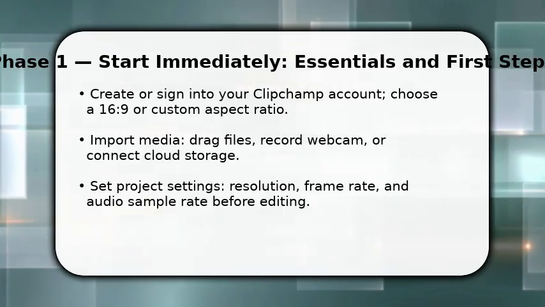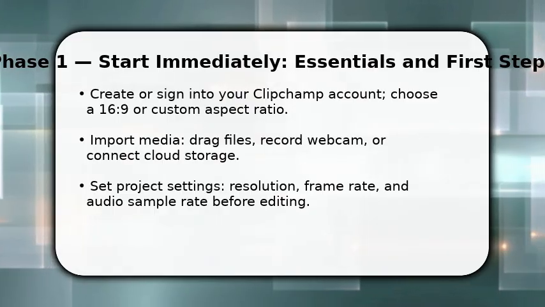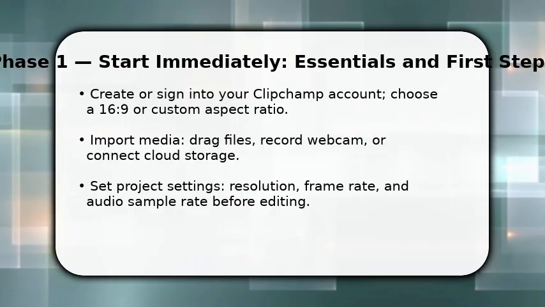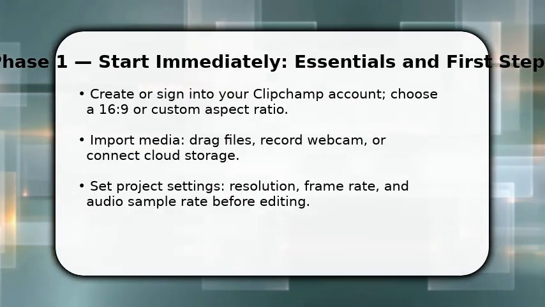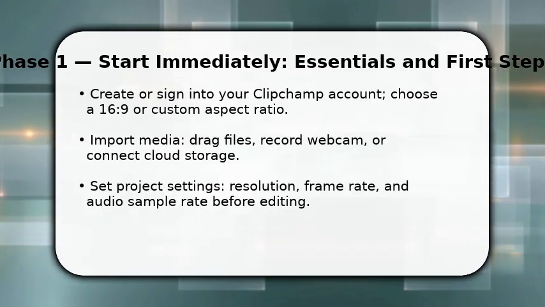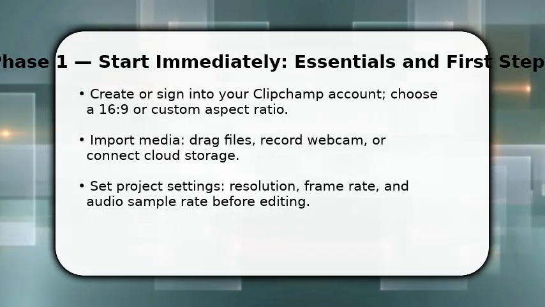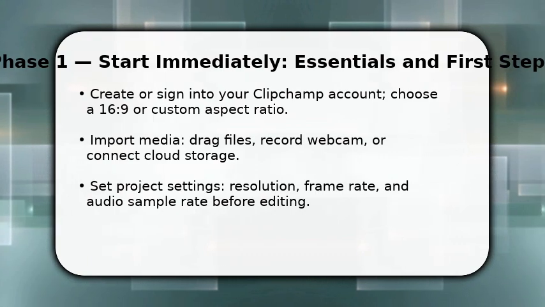Once media is in the library, make sure to set frame rate and audio sample rate so exports match delivery requirements. You want consistent settings to avoid re-encoding artifacts. Therefore, organize clips into bins or groups immediately to speed trimming and sequencing.